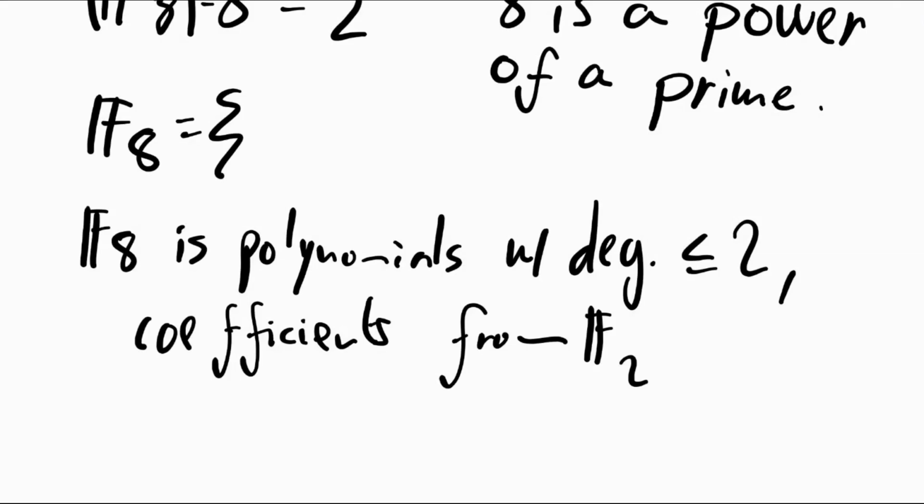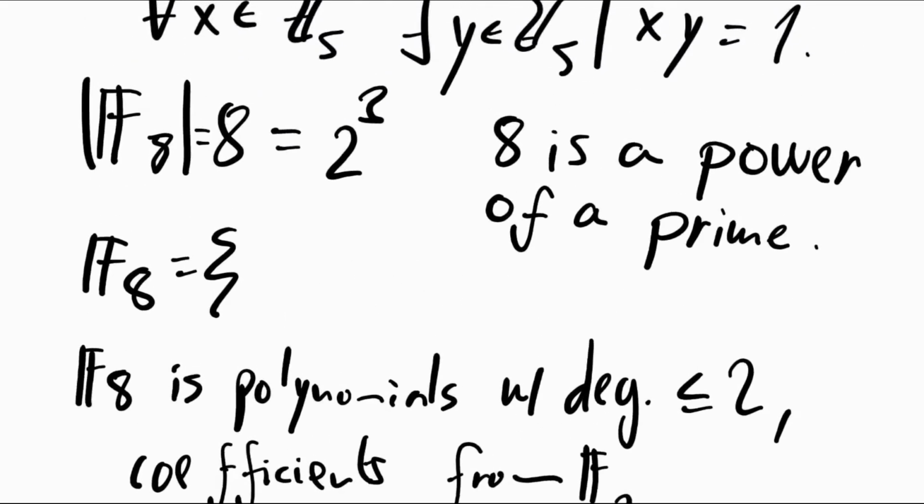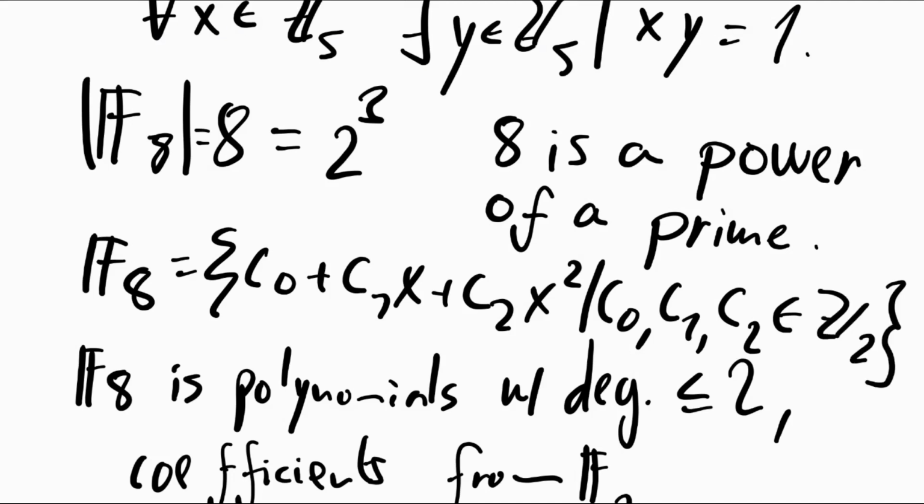So basically F8 will be writable as we have coefficients from F2, and there will be how many coefficients? Well, there will be the same number of coefficients as the power of the prime when we look at the order created as a power of the prime. So it's three coefficients because we range from degree 0 until degree 2, because of this 3 here. So what we get is c0, that's the first coefficient, plus c1x plus c2x squared. And c0, c1, c2 belong to, let's say, Z2, the field of order 2, either zeros or ones.